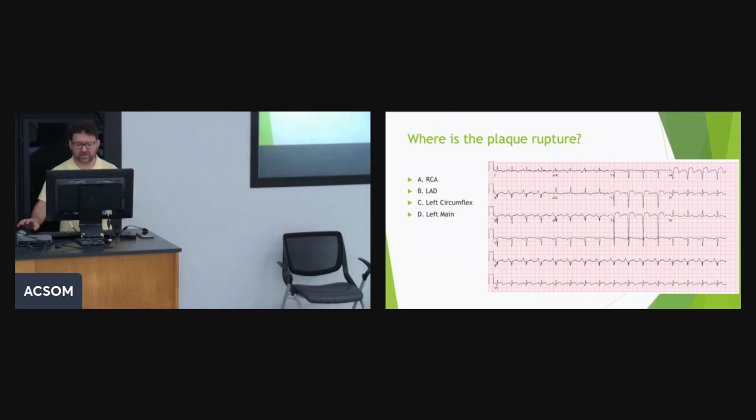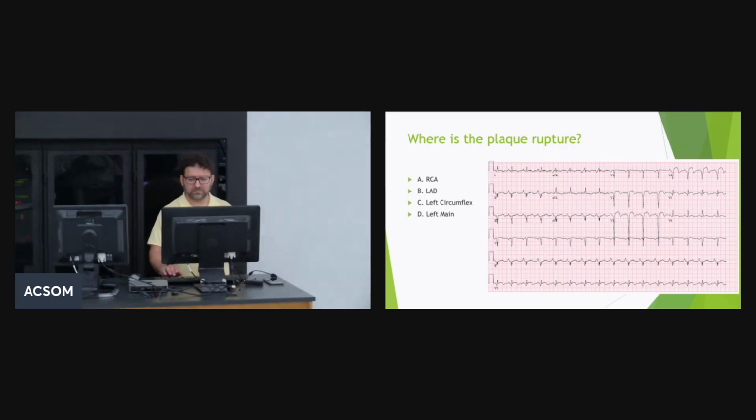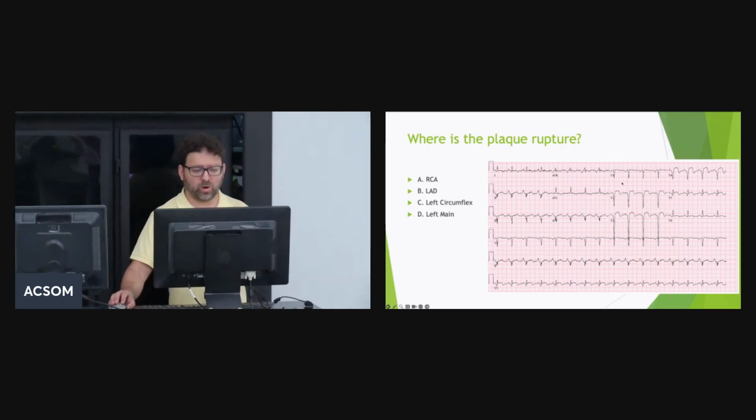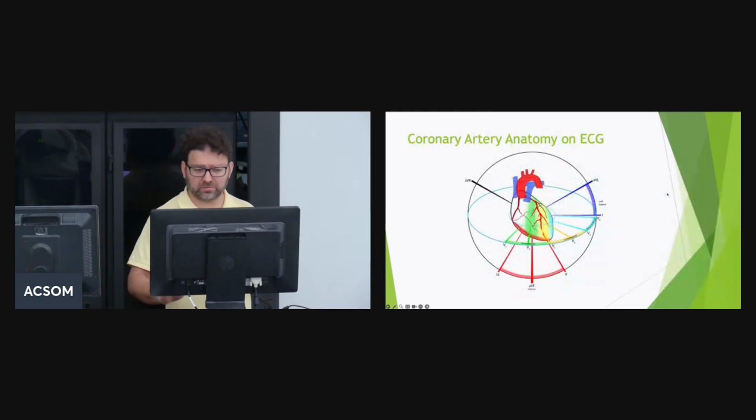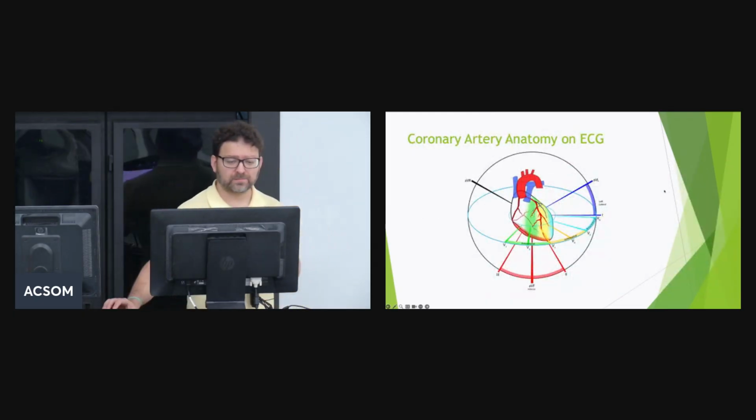Yeah, because V1, V2, V3, and V4 is anteroseptal. Look at this right here. LAD feeds the anterolateral and apical wall. Look at this. This entire section is the left ventricle right here. The left ventricle is being supplied by the LAD, right?